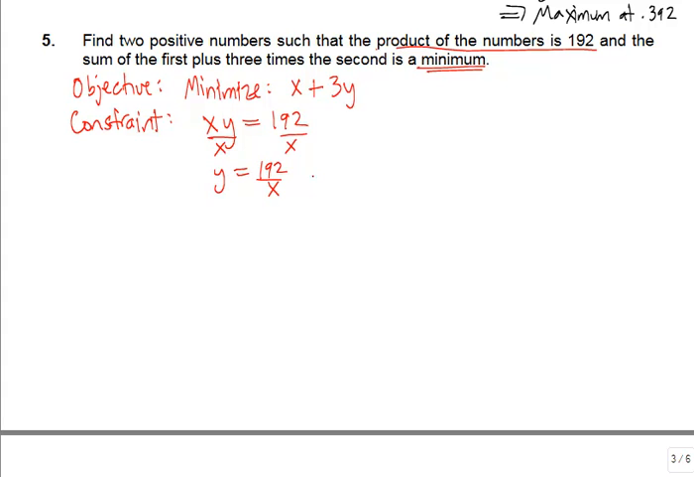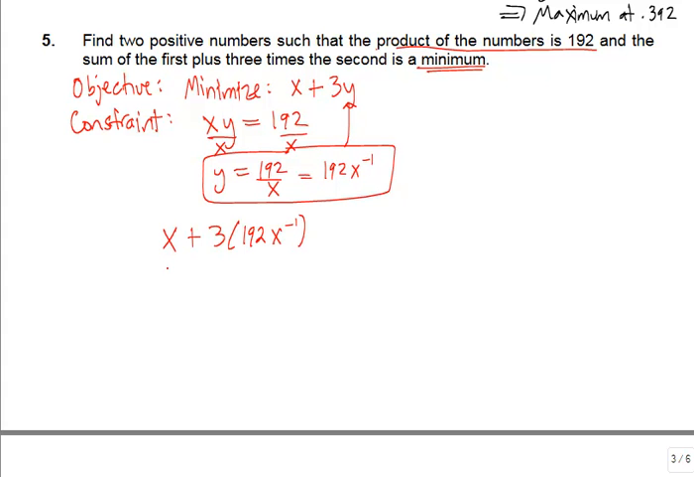So y is 192 over x, or if you prefer, you can move that x up and make it 192 x to the negative 1. And then we're going to substitute that in. So this becomes x plus 3 times 192 x to the negative 1, which is x plus 576 x to the negative 1. I don't have a good name over here for what to call this, but let's just call this our sum.